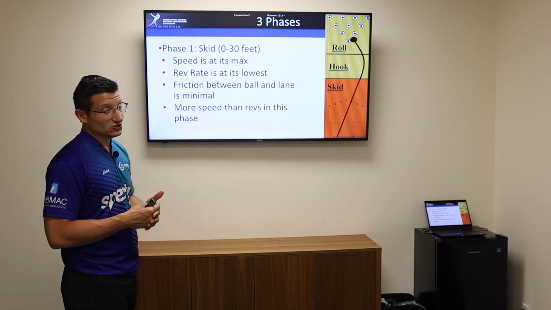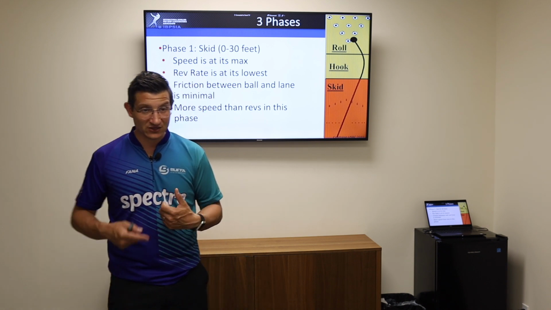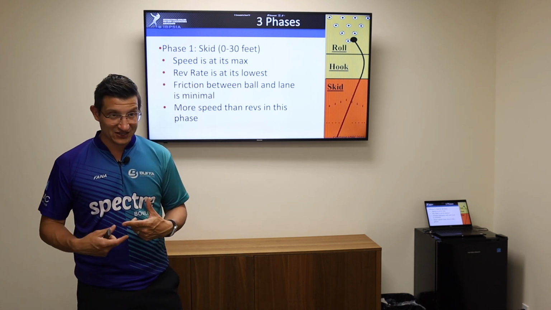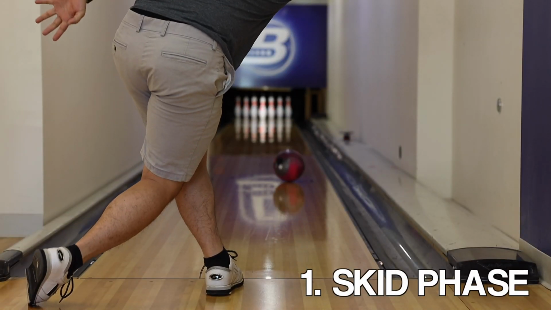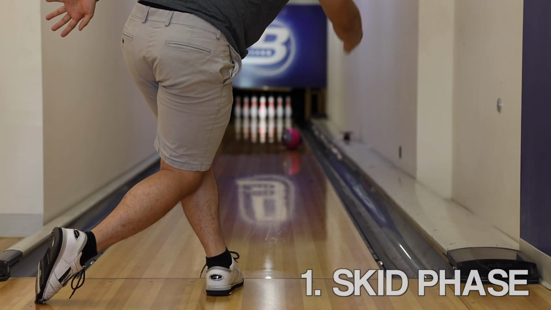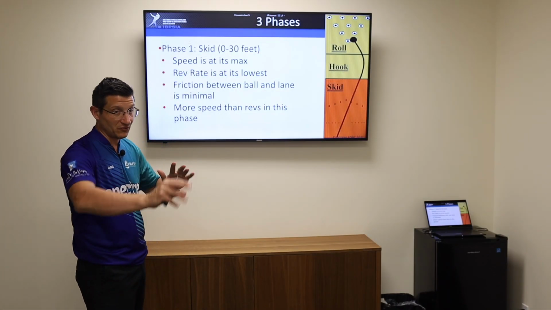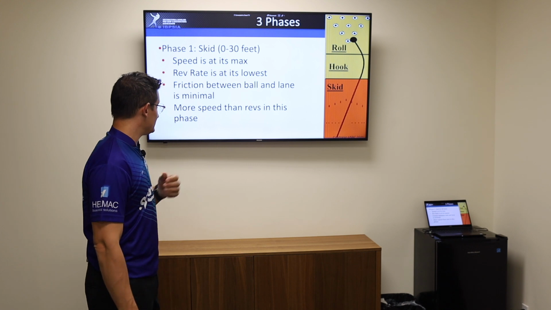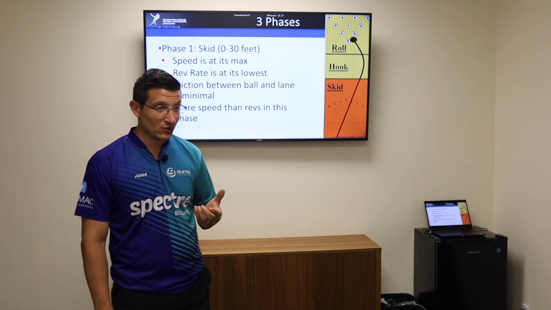Okay, this is also where the rev rate is at its lowest during the whole process. Okay, so it's just coming off your hand, it's getting started. Okay, friction between the ball and the lane is at its least. Why? Because like I said, we're throwing it in the puddle of oil. Okay, so we got something there, so that's helping the ball really save its energy a little bit later. So here we will have more speed than revs most of the time.